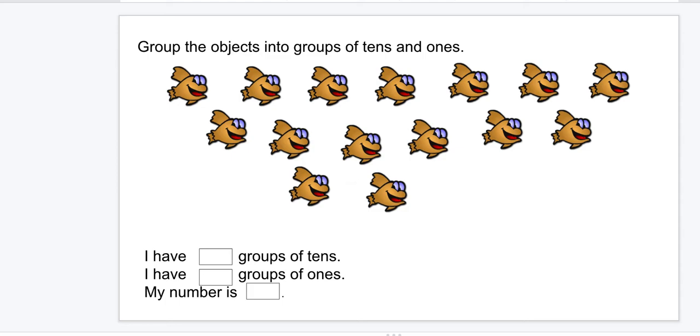4 is our tens, our digit in our tens place, but our value is 40 because we've got to look at that 0 at the end. So counting by tens, that's what we're going to do. So first we've got to group our objects and put them into groups of 10.